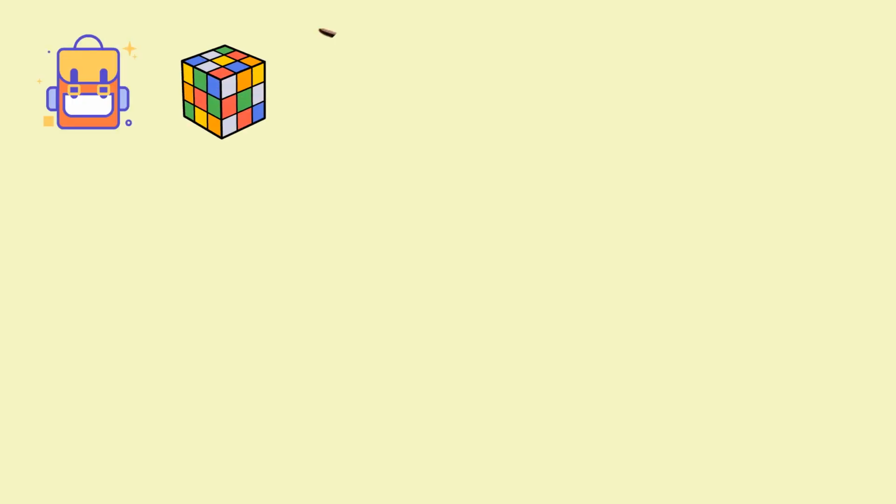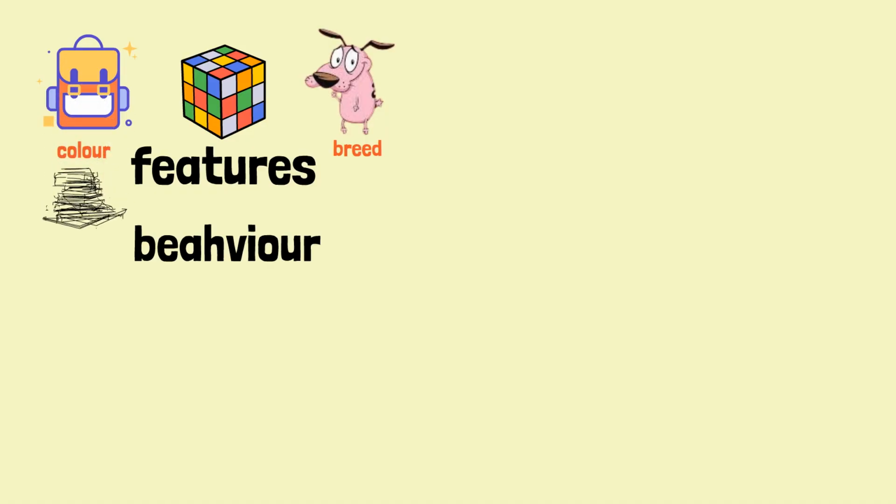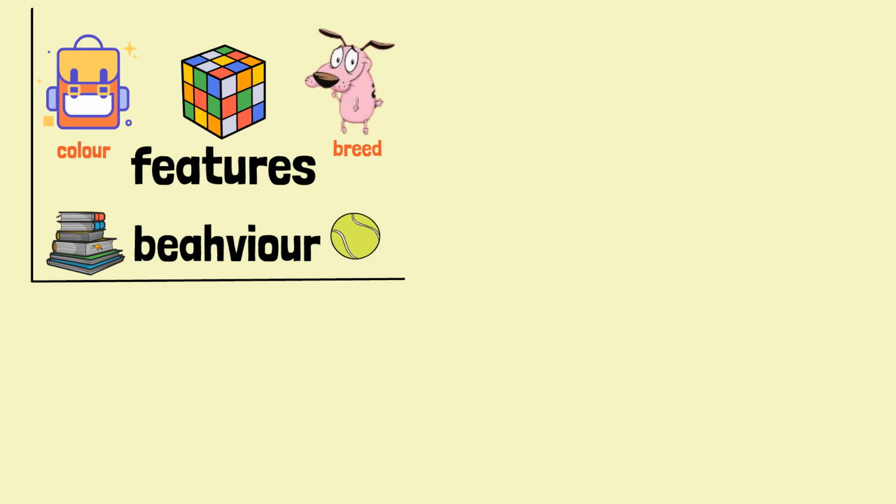Think about your backpack, your favorite toy, or your pet dog. Each of these objects has features, like the color of your backpack or the breed of your dog, and behaviors, like the backpack holding your books or the dog fetching a ball. In OOP, we use objects to represent these things in our code.